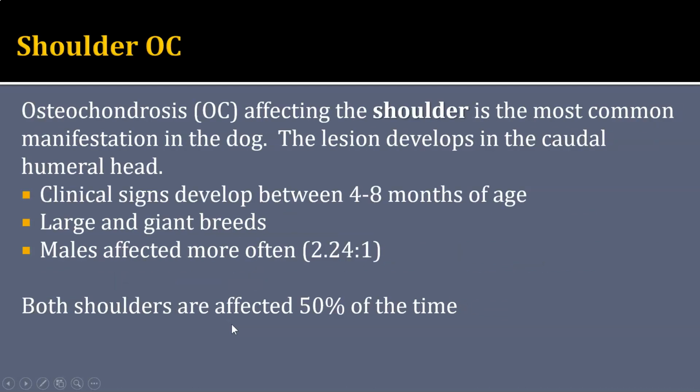Osteochondrosis affecting the shoulder is the most common manifestation in the dog, and it is important to note that the lesion develops in the caudal humeral head. Clinical signs in the patient will develop between 4 to 8 months of age, and this typically affects large and giant breeds, with males being affected more often than females. Keep in mind that both shoulders are affected 50% of the time, so if you identify it in one shoulder, it's a good idea to recommend radiographs of the other shoulder.